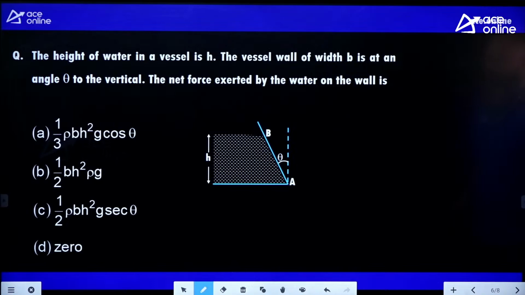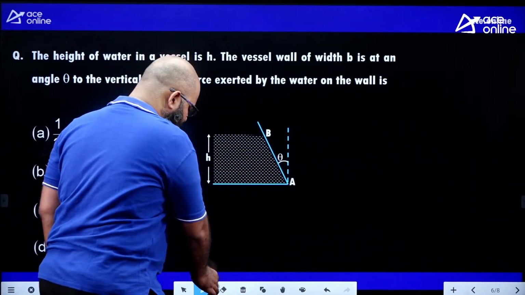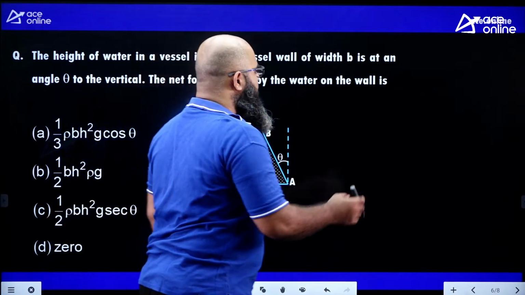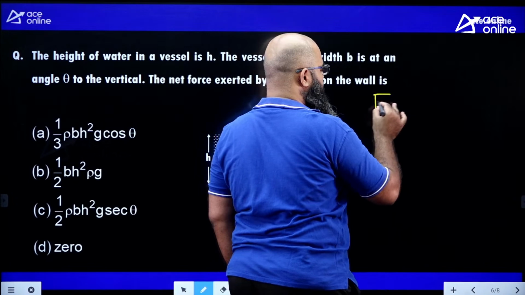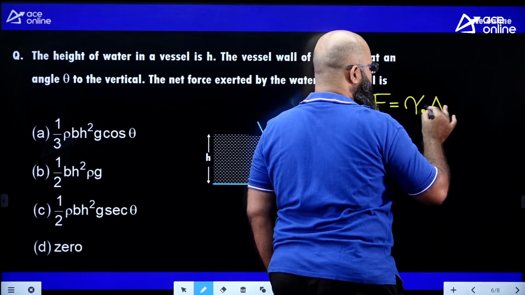Let us see how we solve this. We know that the net force has to be equal to how much? The net force has to be equal to gamma times area times h bar.